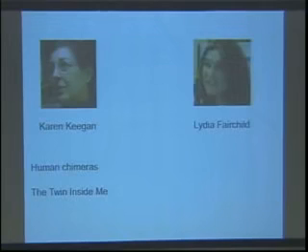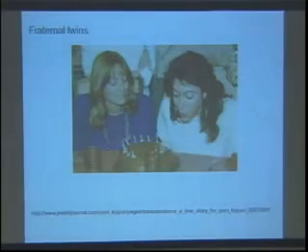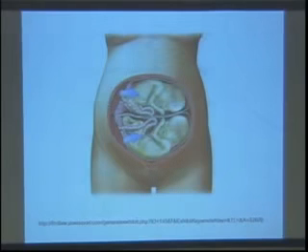It turns out that both Karen and Lydia are what are called human chimeras. There's a really good documentary called The Twin Inside of Me. You all know what fraternal twins are, right? When there are 2 eggs that are fertilized, but these are genetically distinct. The same mother, the same father, but they're 2 different eggs, so 2 different products of meiosis, 2 different sperm. So they don't necessarily look like each other, and sometimes they can be quite different looking. They're born at the same time, and they're normally in the womb at the same time.